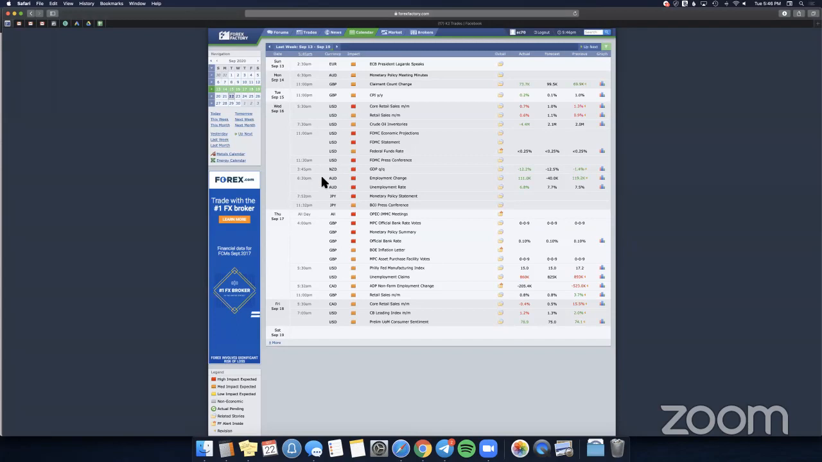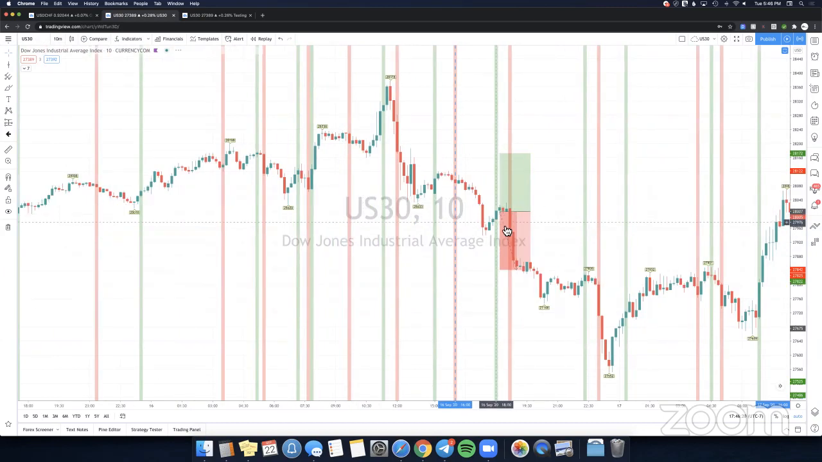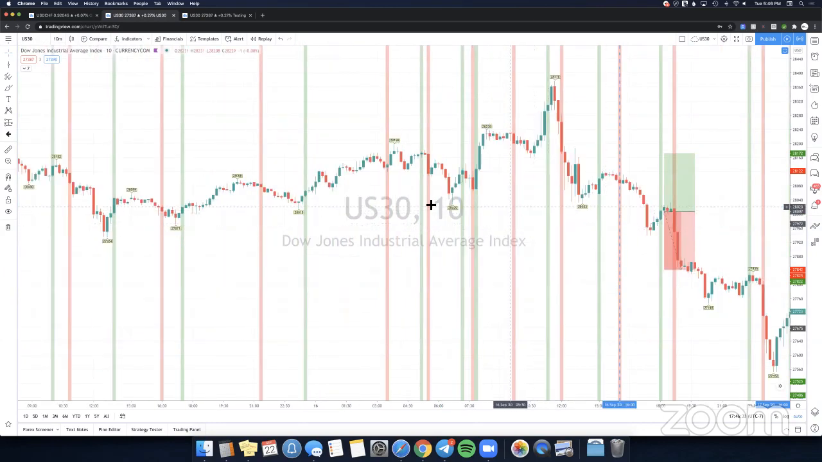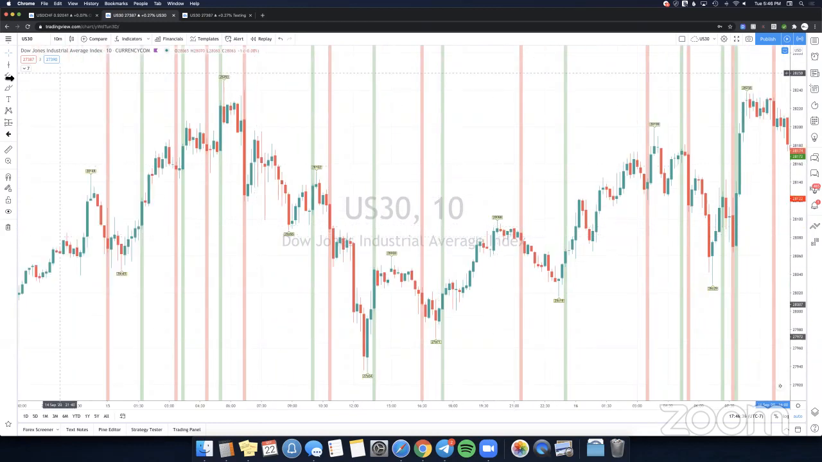So there was Aussie news at 6:30. That's probably what would have affected this and caused it to spike down like that. So we probably would have skipped this trade, but let's go back a little further. I'm just really curious now because we saw so many back-to-back wins. Maybe it's something that we should incorporate.